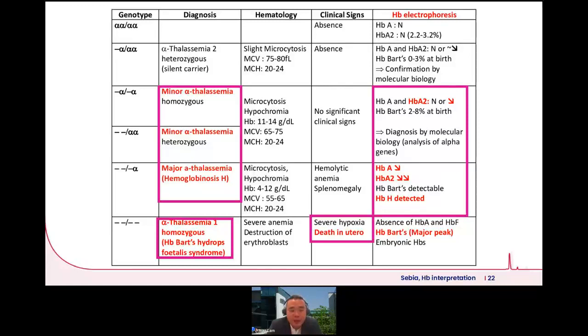In the instance when all alpha genes are lost, this is actually a fatal condition when the baby is born. That's hemoglobin Barts hydrops fetalis syndrome. So there will be severe hypoxia and expectedly death in utero. In such instances, because no alpha genes are produced, you do not have the normal hemoglobins, you do not have the hemoglobin F as well. And hemoglobin Barts would be the major hemoglobin peak.